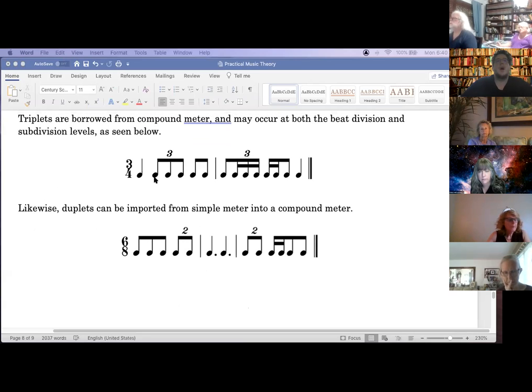This one is 6/8. So 6/8 is usually felt as two groups of three. You would expect in 6/8 to hear 1 2 3 4 5 6, but what's written here is 1 2 3 1 2. So you're borrowing into this meter the 2 eighth notes that you would see in a simple meter up here.